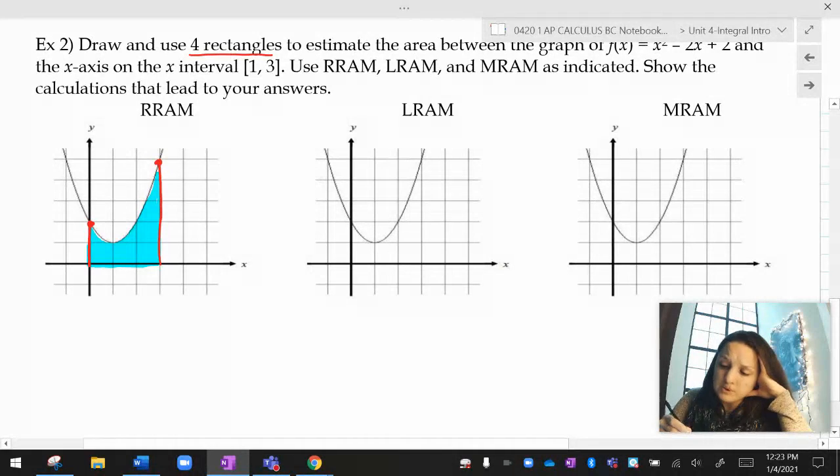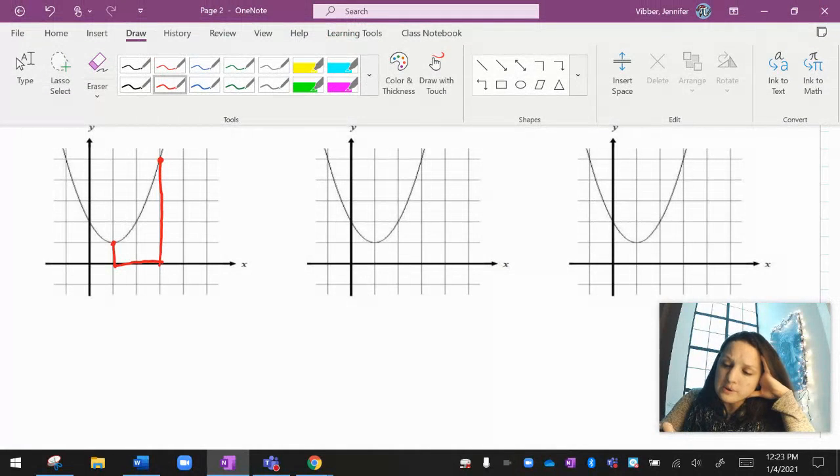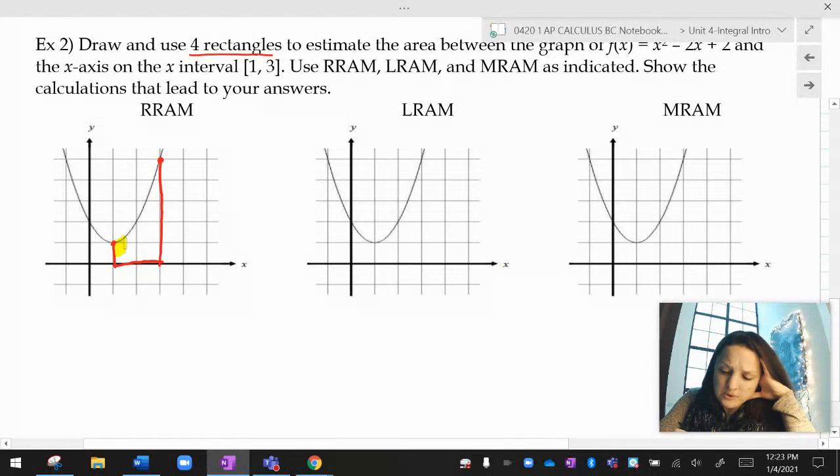Oh, Mrs. Vibber made a goof. I went from 0 to 3. See, look, I got to be more careful. 1 to 3. There we go, Mrs. Vibber. 1 to 3. I could delete these times where I make a mistake, but I want you guys to understand that we all make mistakes. I definitely make mistakes, and you can too. Just try to notice when you do.